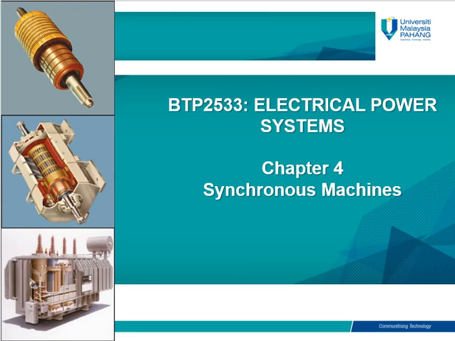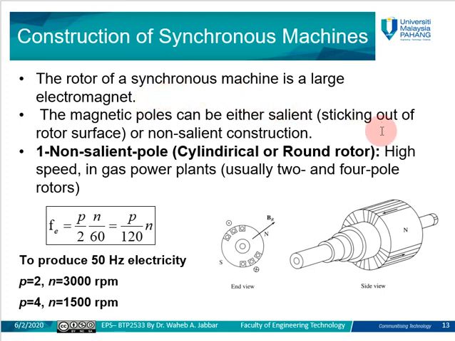The construction of the synchronous machine actually consists of two main parts, the stator and the rotor. The rotor of a synchronous machine represents a large electromagnet. As we said, the field windings are placed on the rotor and the armature windings are placed on the stator. So we have two types of rotor here.